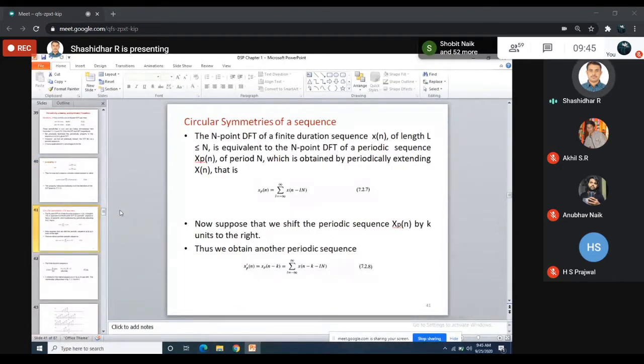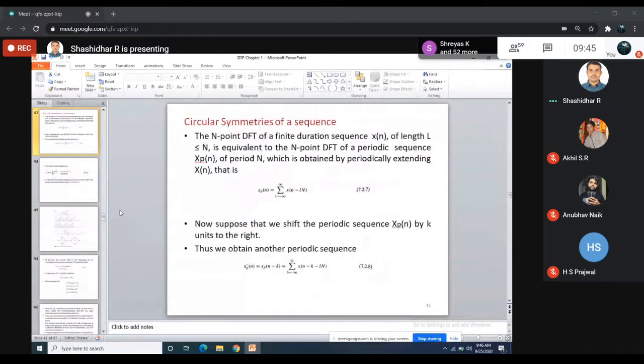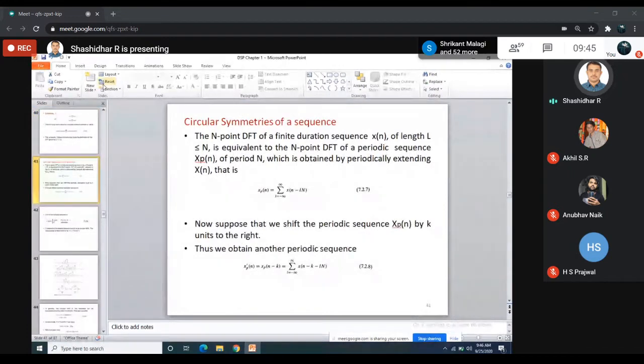Circular symmetry of sequences. So these are circular symmetric sequences. Actually, I explained this one, but I will explain once again. I will explain the N-point DFT, because some problems will come in circular symmetry. That's why I'm explaining the N-point DFT.